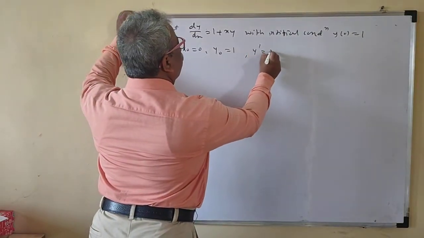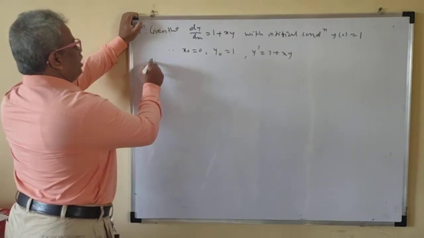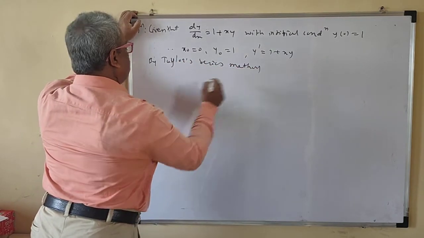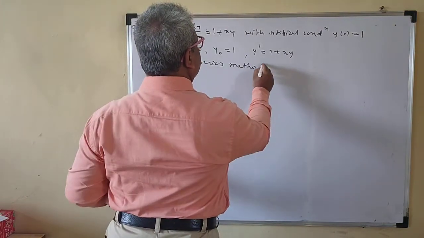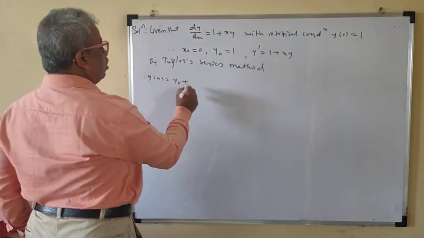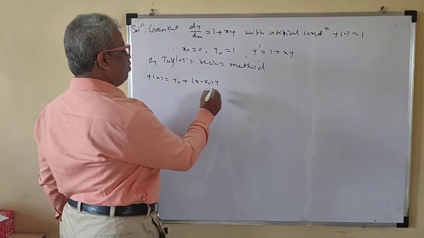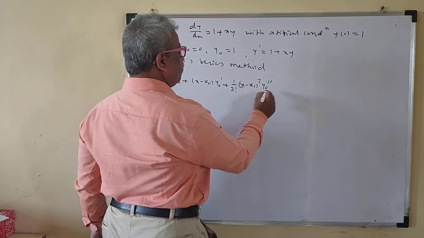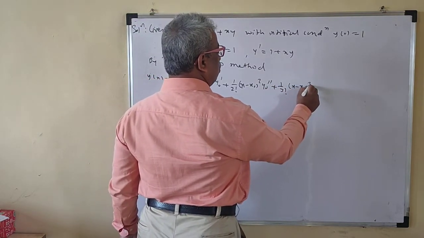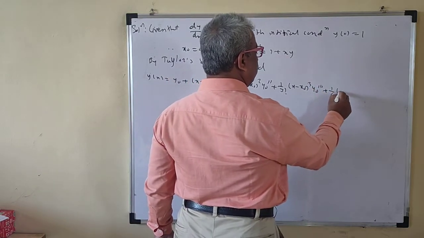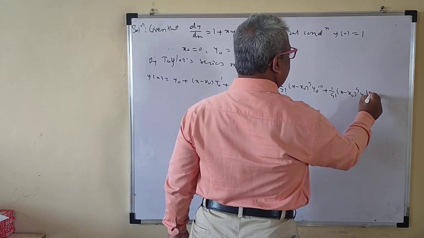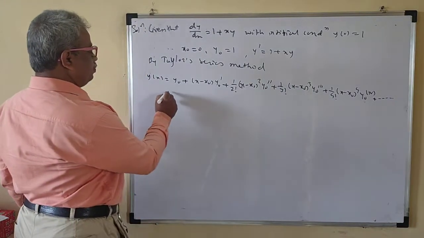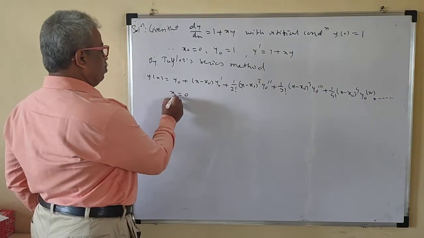Y prime is equal to 1 plus xy. So by Taylor's series method, y of x is equal to y naught plus x minus x naught y naught prime plus 1 upon 2 factorial x minus x naught square y naught double prime plus 1 upon 3 factorial x minus x naught cube third derivative plus 1 upon 4 factorial x minus x naught raised to 4 fourth derivative at y naught plus dot dot dot. Okay, so here x naught is 0.